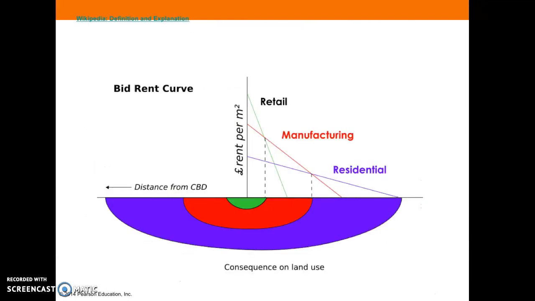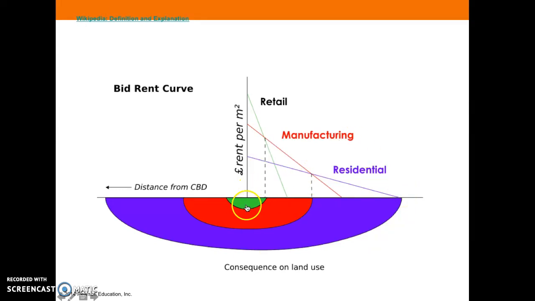Another model that we might talk about is the bid rent curve. The bid rent curve will be later applied to agriculture and to urban areas, but it really just says that the further you are away from the center business district right here, the less your rent will be. So less the land will cost.